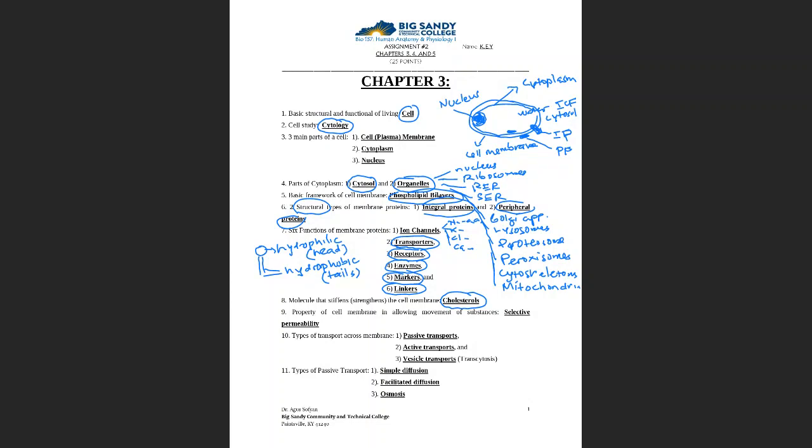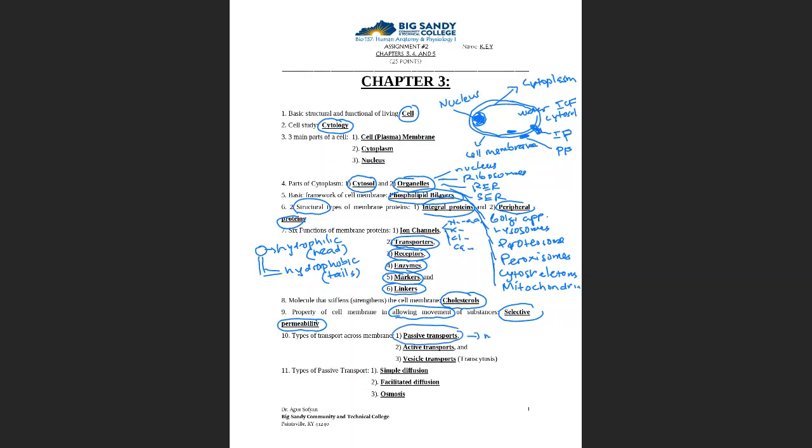The property of the cell that only allows movement of certain molecules, so it has the ability to select molecules, is called selective permeability. So the cell membrane is able to select which molecules enter the cell or exit the cell. And then there are 3 types of transport crossing the cell membrane. The first one is called passive transport.